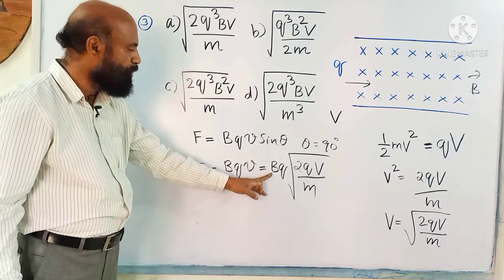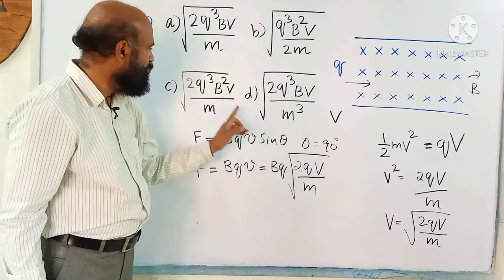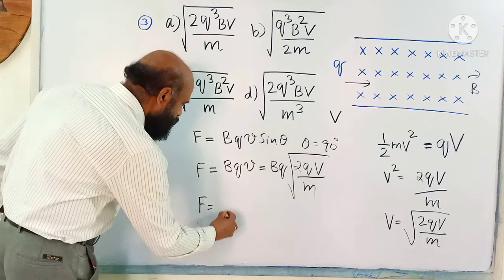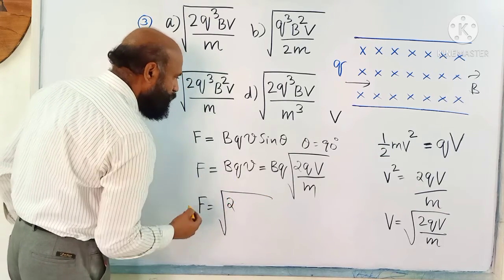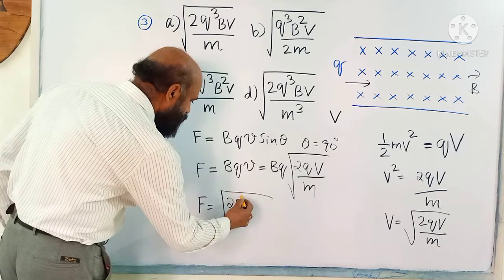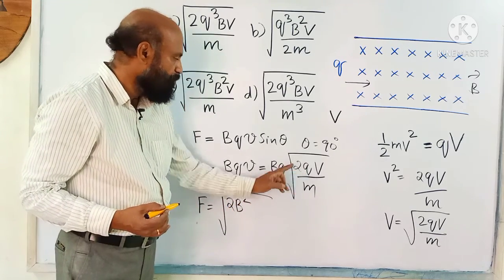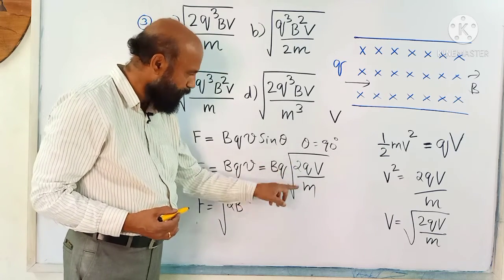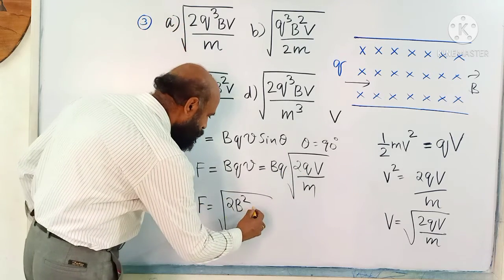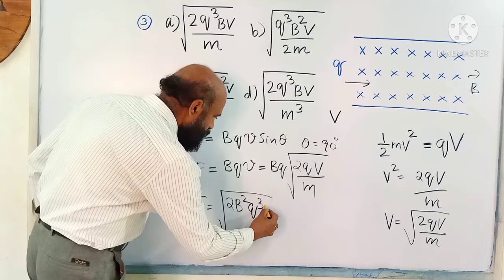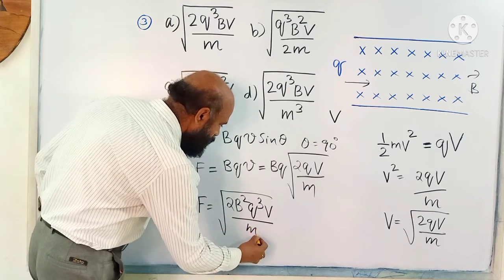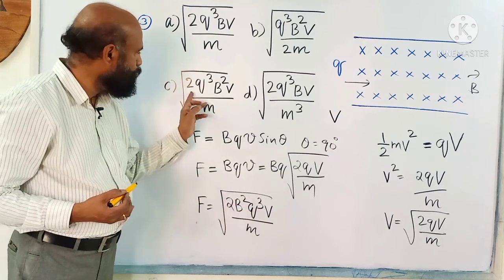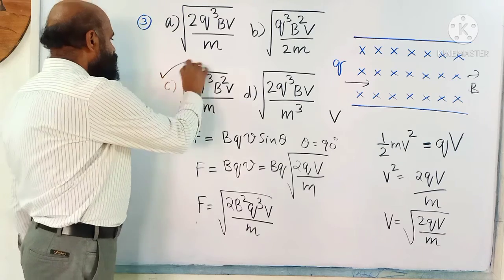For that, this B outside the square root, when you take it inside, it will become B square. 2 B square q inside, and q outside. This q, when it is taken inside the square root, will be q square, and with this q it will become q cube. Square root of 2 B square q cube V by m. So this is the correct option.